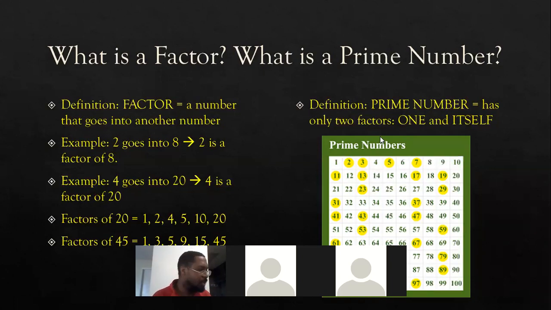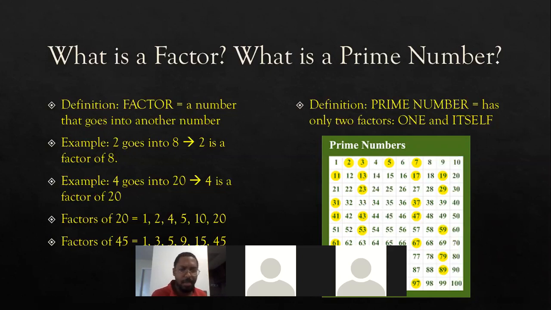So it goes into means it's smaller than it, or of the same size. So 2 goes into 8. 4 goes into 20. Which is essentially the same as saying 4 is a factor of 20. That's what we mean by factor. Some factors of 20 are 1, 2, 4, 5, 10, and 20. These numbers all go into 20.